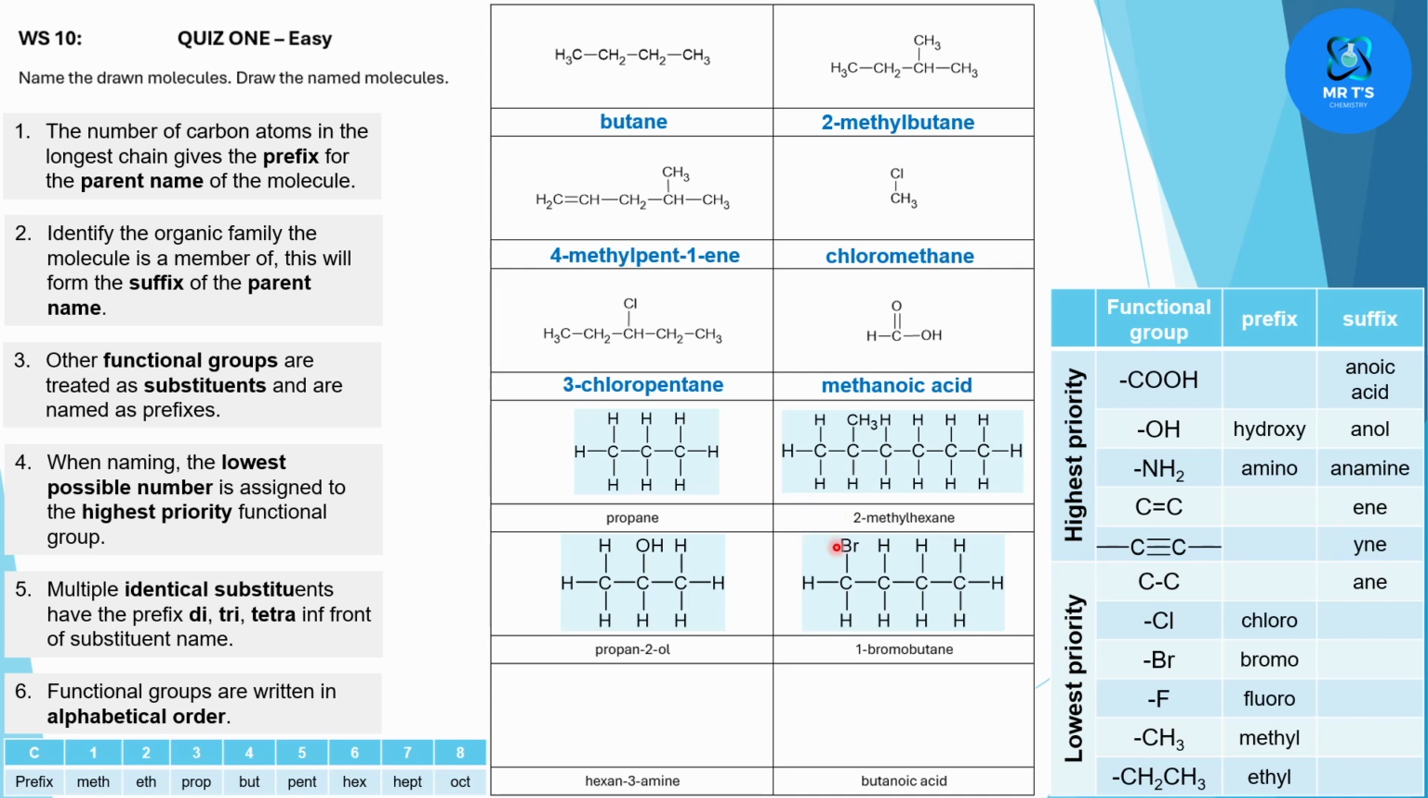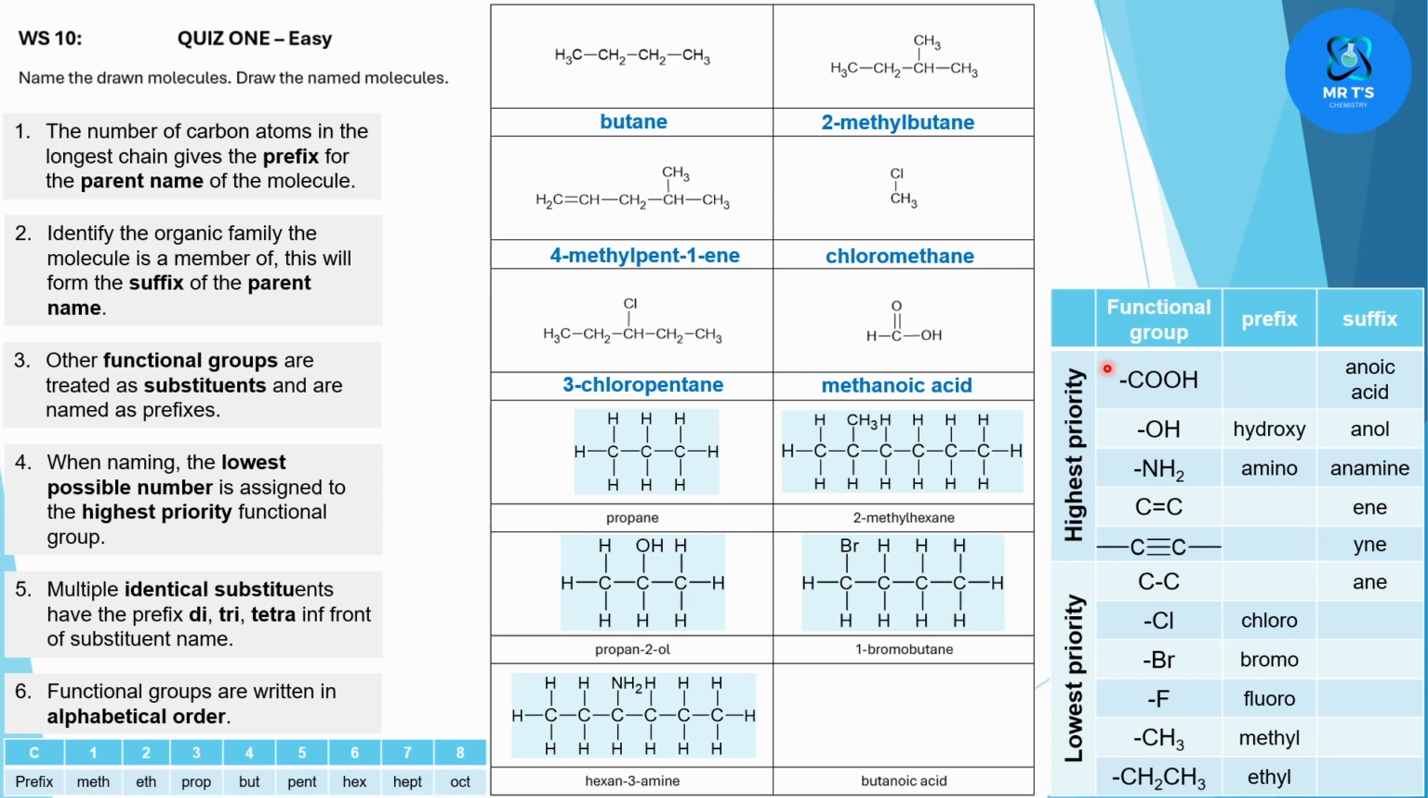Now you can either draw the bromine at the top, the side, or the bottom. It doesn't matter. You could also draw the bromine on the right hand side because that would still be numbered number 1. Hex-3-amine. Okay, so 6 carbons in a row, hex. 3-amine means that there's an amine group and it's coming off the third carbon. An amine group is an NH2.